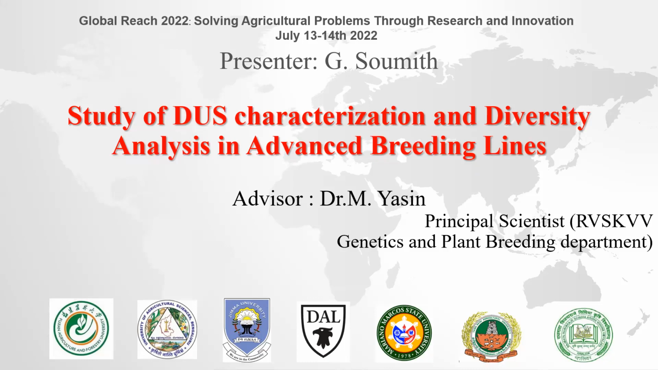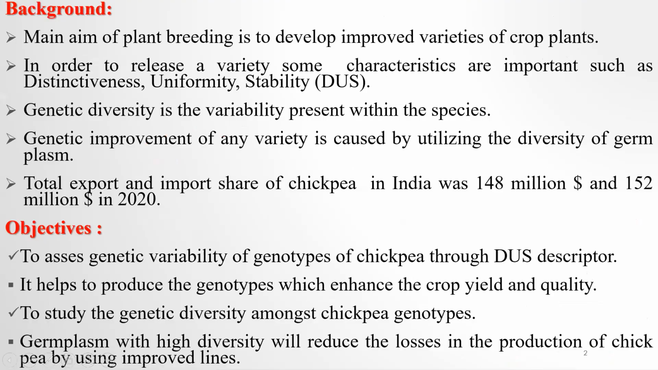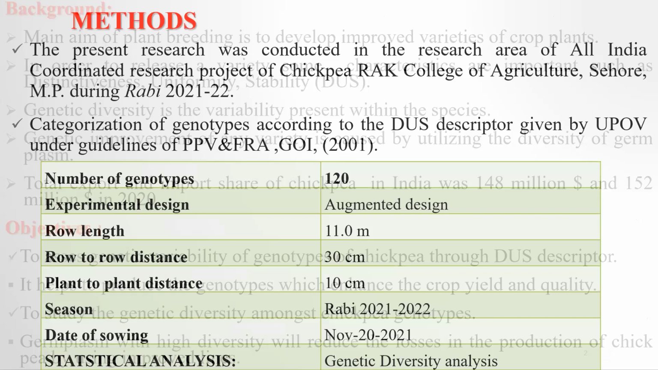Now I'm going to present my investigation, that is, the study of DUS characterization and diversity analysis in advanced breeding lines in chickpea crop. Generally, the main aim of plant breeding is to develop improved varieties of crop plants.